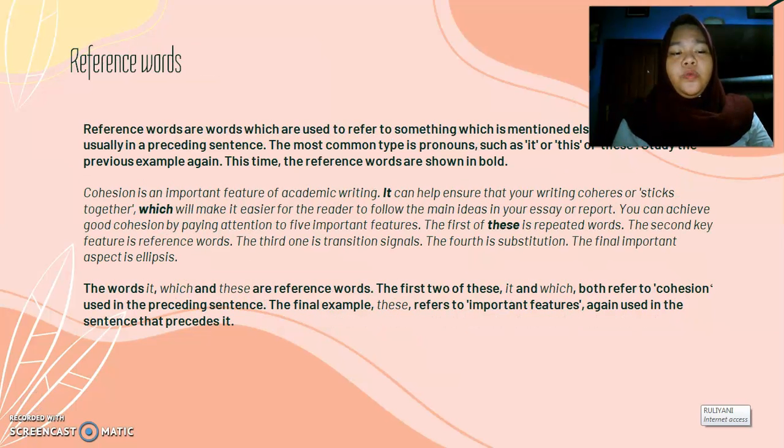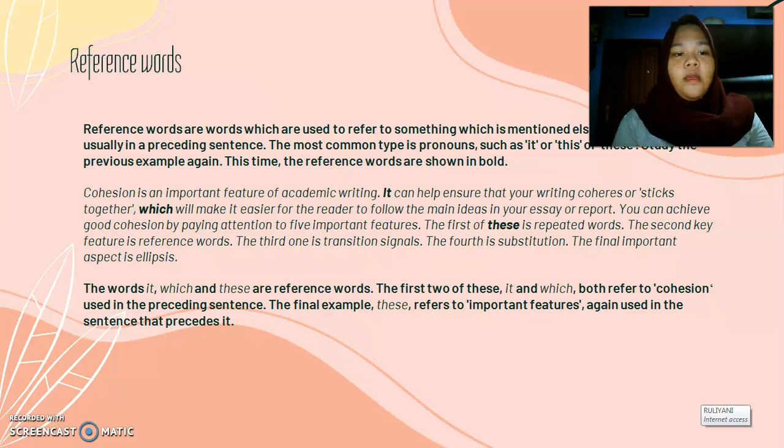Next, reference word. Reference words are words which are used to refer to something which is mentioned elsewhere in the text, usually in a preceding sentence. The most common type is pronouns, such as it or this. Study this previous example again. This time, the reference words are shown in bold.